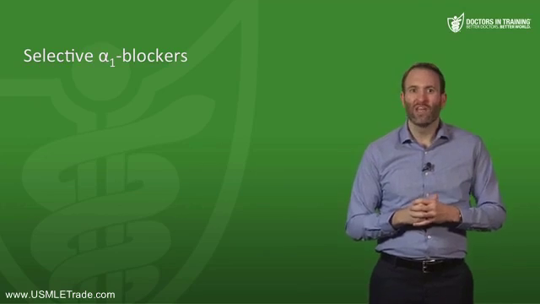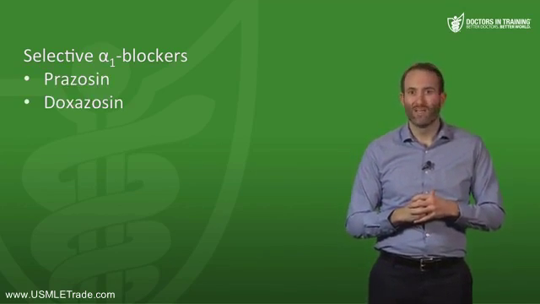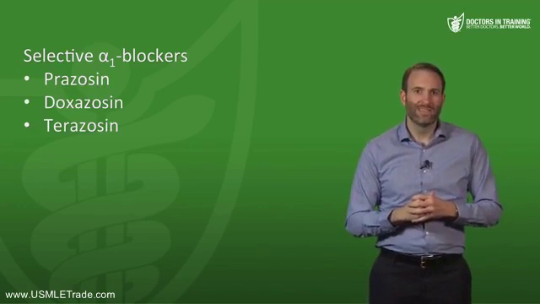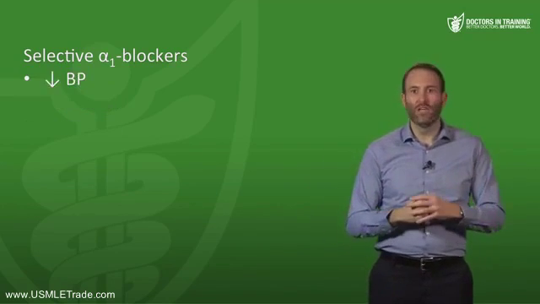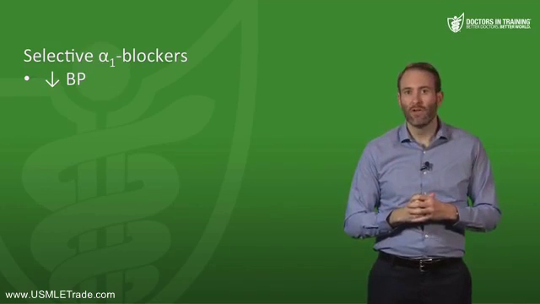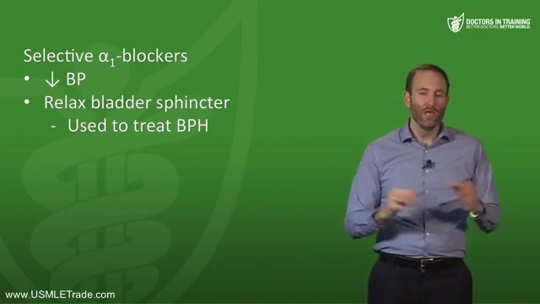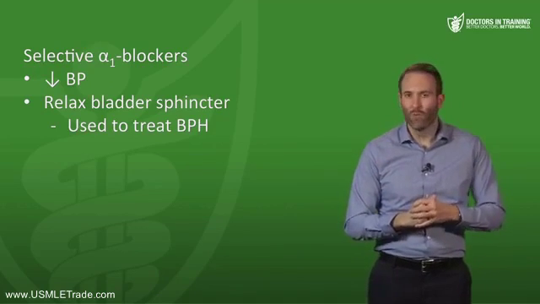Now, the more commonly used medications are the selective blockers, and they include things like prazosin, doxazosin, and terazosin. Now, since they block alpha 1, they tend to decrease blood pressure. Clinically, though, they're probably used more often for their effect on that bladder sphincter relaxation. Specifically, they're used in men with benign prostatic hyperplasia, or BPH.